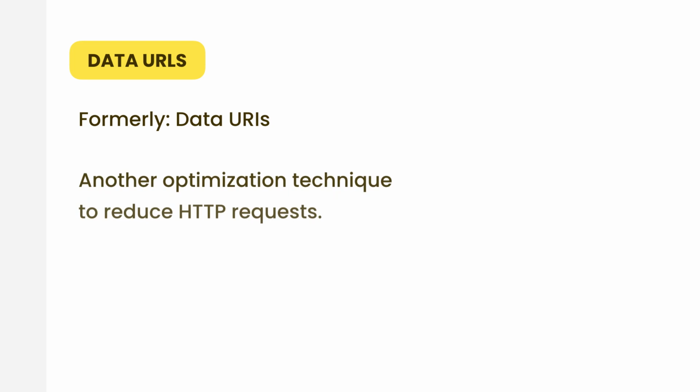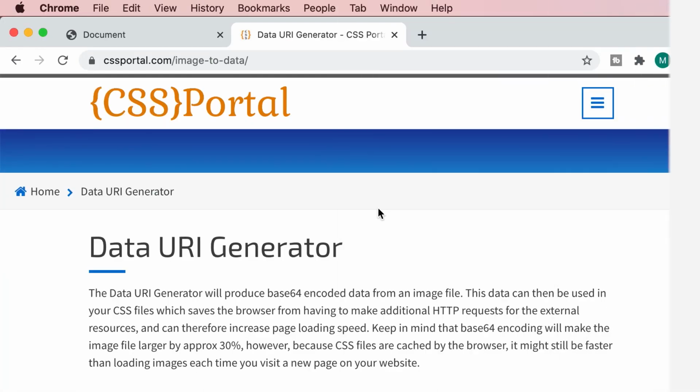All right, let's talk about data URLs, formerly called data URIs. Data URLs are another optimization technique for reducing the number of HTTP requests. With this technique, we can embed an image directly into an HTML document or a style sheet. So for this demo, we're going to go to cssportal.com/image-to-data. Now in the future, when you're watching this lesson, if this website is not available, just go to Google and search for data URI or data URL generator.